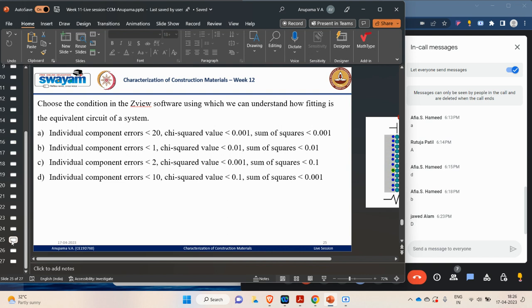I'm moving to the answer because it's directly from the software. So, yeah, the correct answer is A. That is, individual component errors should be less than 20, the chi-squared value is less than 0.001, and sum of squares value should be less than 0.001. If you go through the video once again, they are clearly explaining it through the software in different windows. They are giving values such that this condition is met.